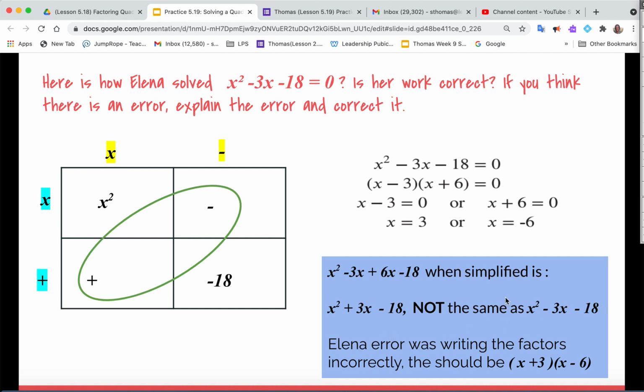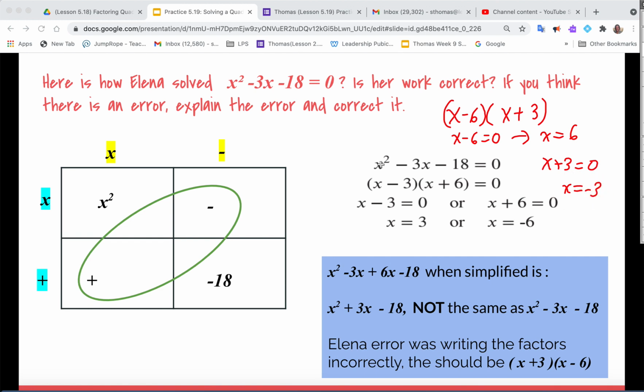So her error was incorrectly writing the factors. So the factors that she should have are actually x minus 6 times x plus 3. So if that's the case, we're going to take x minus 6, set that equal to 0, which means x is going to be equal to a positive 6. And if we had x plus 3 equal to 0, that means x is equal to a negative 3, and we would just subtract 3 from both sides.